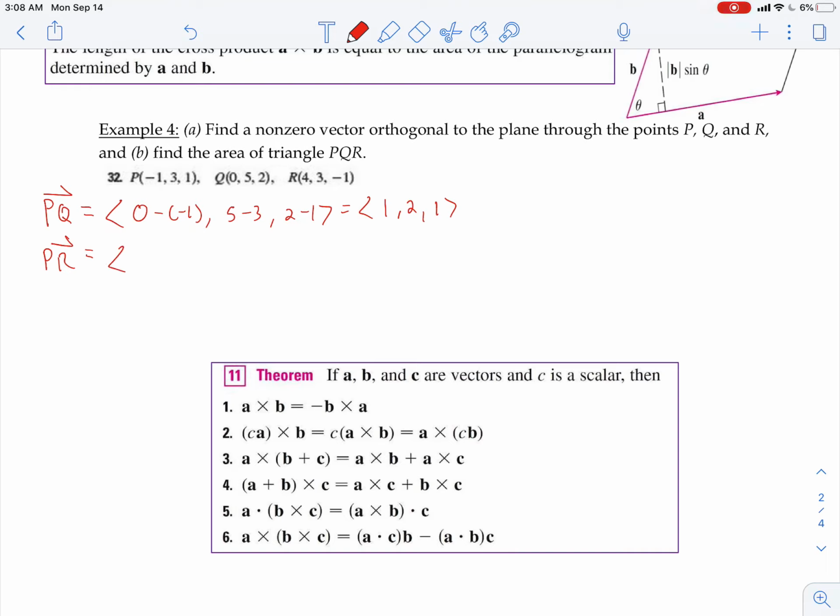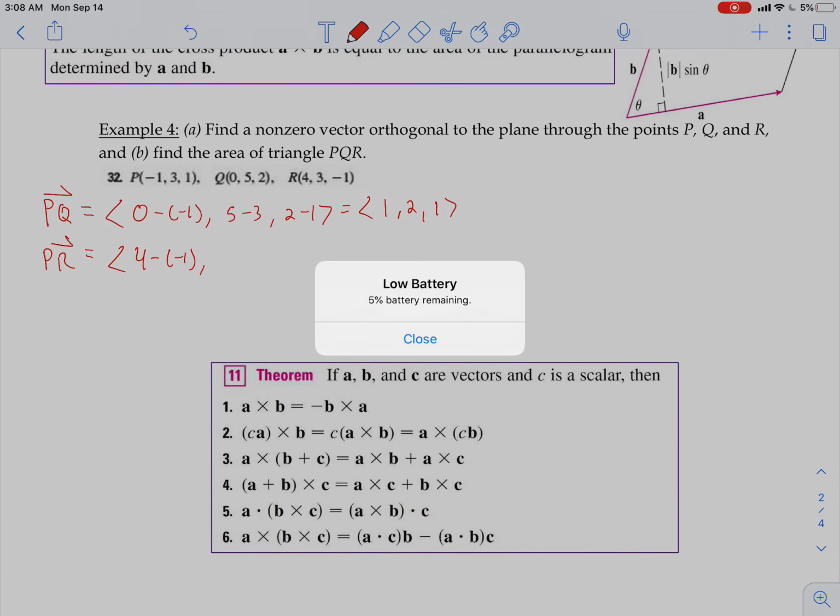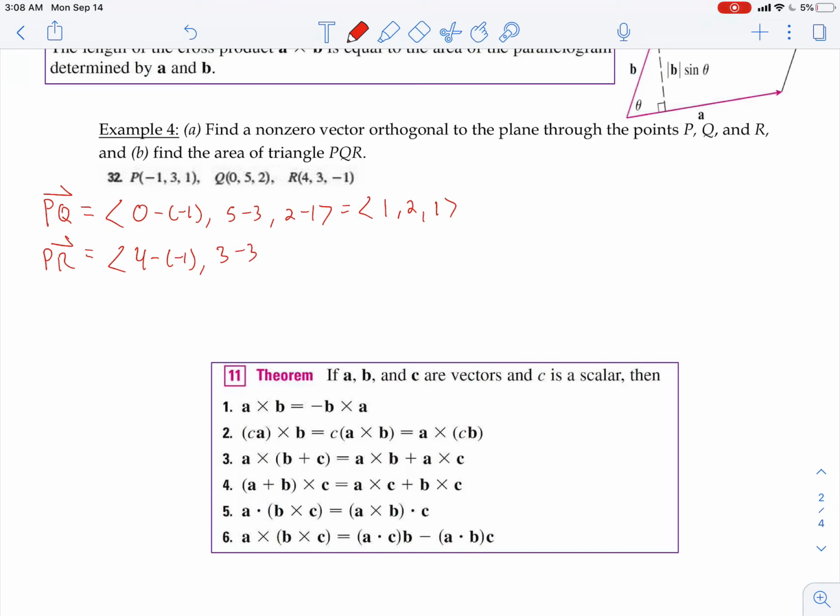And I get 4 minus -1, 3 minus 3, and -1 minus 1. And I get 5, 0, -2. And now what I want to do is find a non-zero vector that's orthogonal. To do that, I find the cross product of PQ and PR. So PQ cross PR, and this is going to find an orthogonal vector. And so this takes care of A.